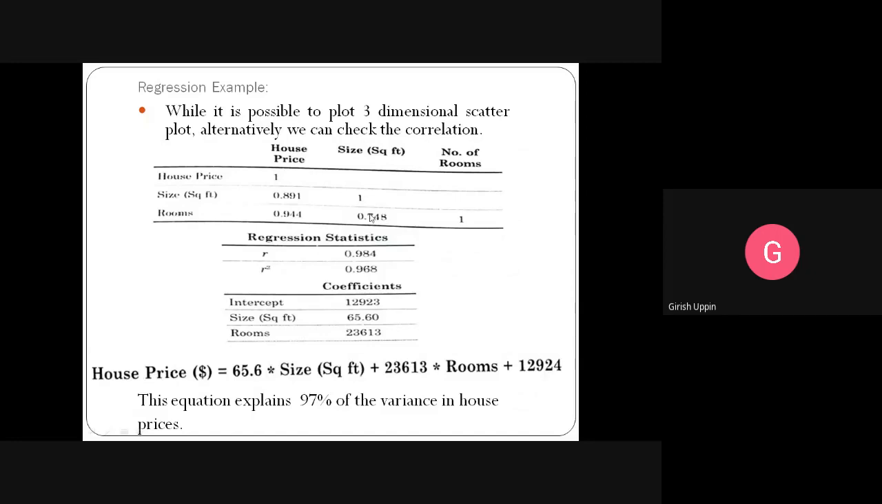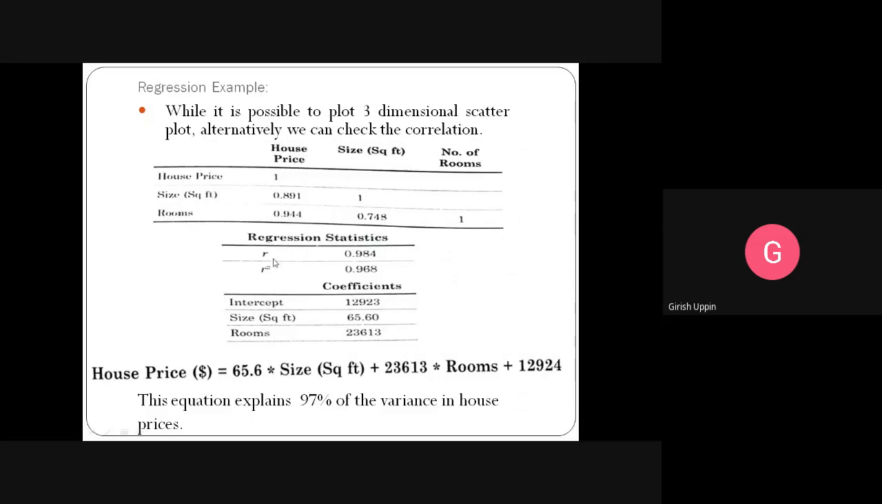Also, if I see rooms and size, we don't want this to be a very high value. If we get a very high value, then what that means is we can use only one of the two variables for the prediction. If we have this towards zero, that is a very good scenario, that makes a good candidate for being a predictor variable, because it is independent from the other variable.